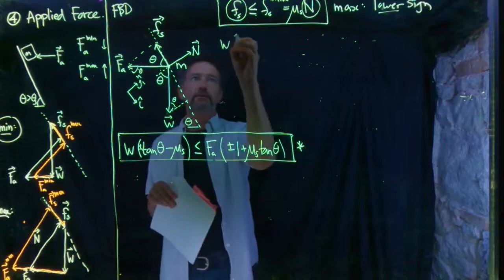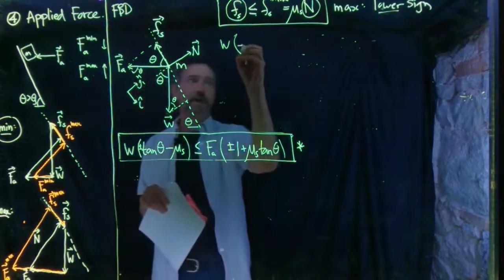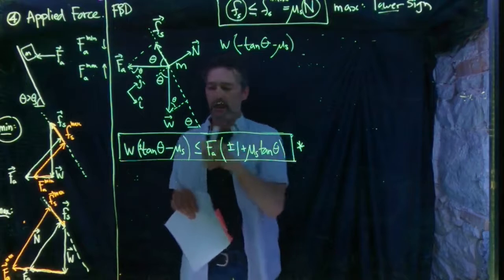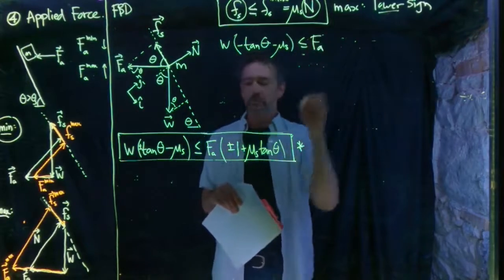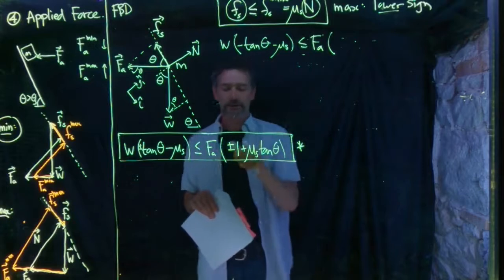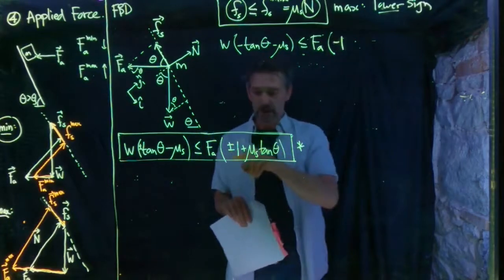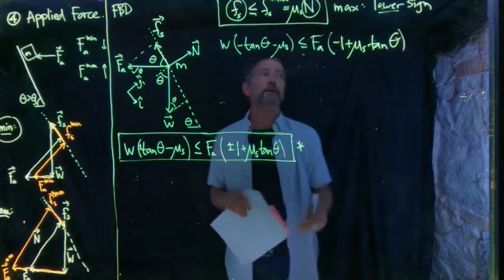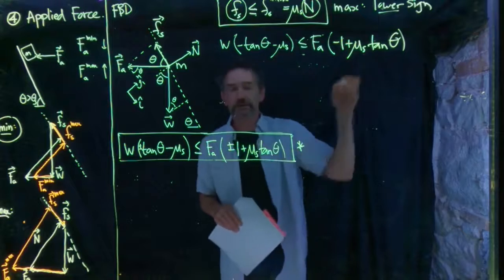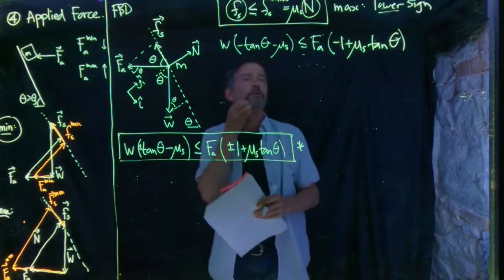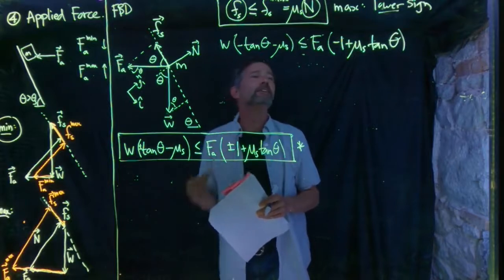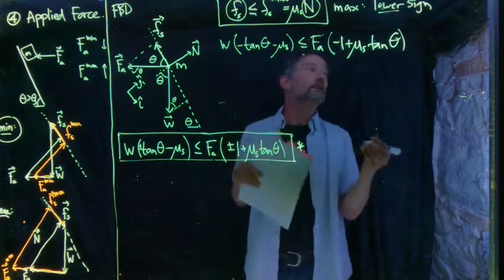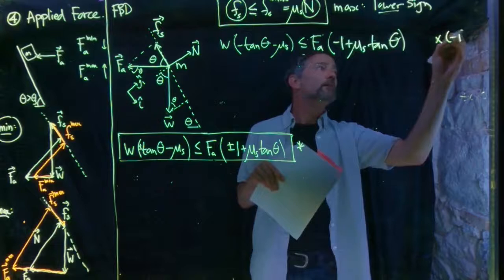It's going to be weight times, the lower sign here is negative tan theta minus mu s, and that's less than or equal to the magnitude of the applied force, minus, the lower sign is minus there, plus mu s times tan theta. Okay, great. So you'll notice that there's a whole bunch of minus signs in this equation. And so to get rid of 3 of the 4 minus signs, we multiplied the entire equation through by -1.